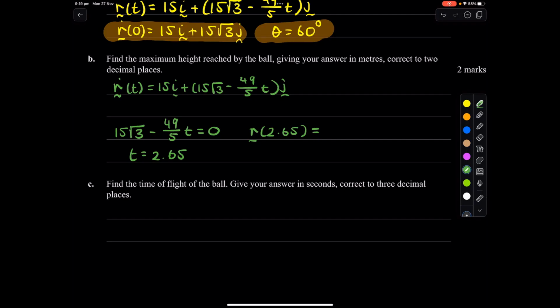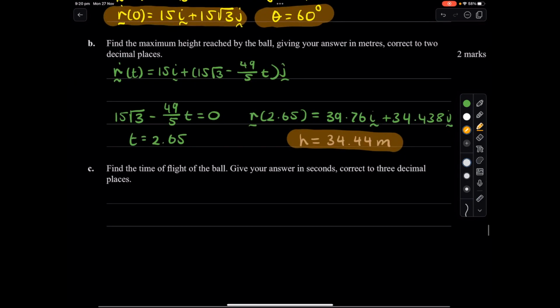So 39.76i plus 34.438j. Now, because we want the maximum height, we want the vertical. So our only answer would be height. Maximum height to 2 decimal places will be, we want this one over here, that's your vertical, 34.44 meters. Corrected to the decimal places. That's it.